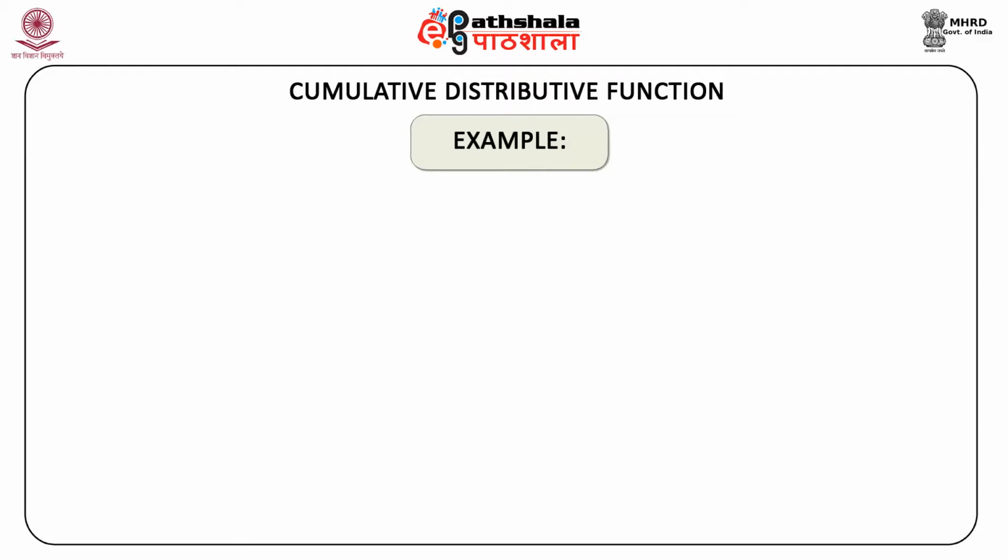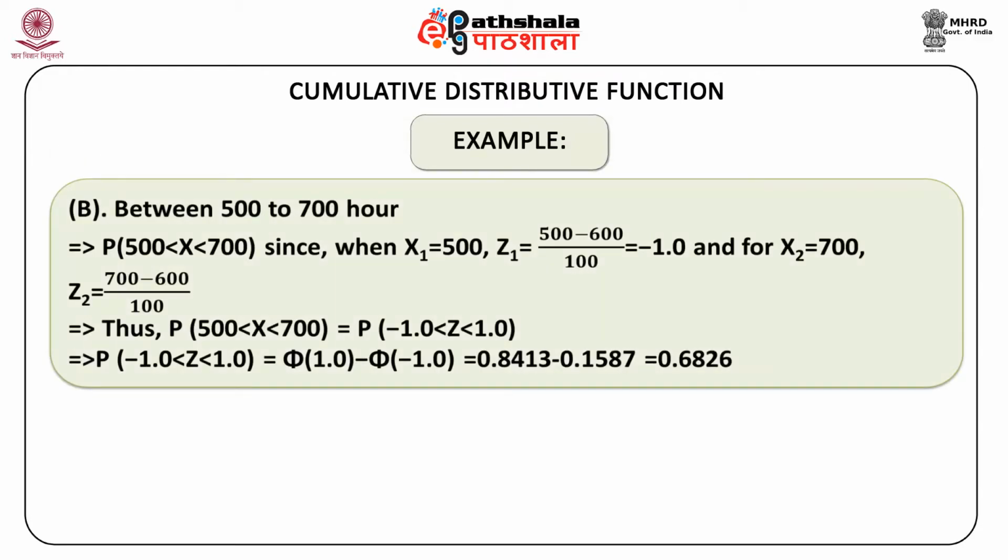Between 500 to 700 hours, the probability that x is greater than 500 and less than 700. When x1 is equal to 500, z1 is equal to (500 minus 600) divided by 100, which is equal to minus 1.0. And for x2 equal to 700, z2 is equal to (700 minus 600) divided by 100, which is equal to plus 1. Thus, the probability that x lies between 500 and 700 is equal to the probability that z lies between minus 1 and 1.